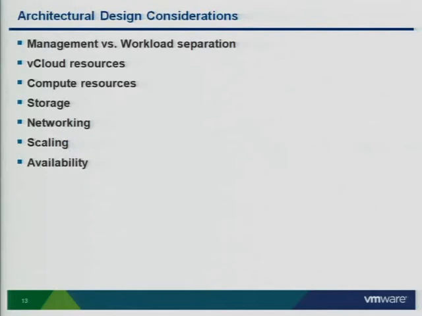So there are many different considerations we have to factor in when we're putting together a cloud. One of the biggest pieces is not listed on this chart here. It's the operational aspects, aligning the business requirements, the different goals that you need to have to support your tenants within a cloud. We're focusing on approximately 7, I believe, items here. Management and workload separation, vCloud resources, compute resources, storage, networking, scaling, and availability.